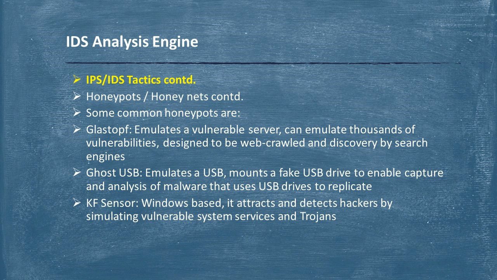Another is Ghost USB, which emulates a USB and mounts a fake USB drive to enable capture and analysis of malware that uses USB drives to replicate. This is again another sandbox to cheat and collect information about the attacker's malware. KFSensor is Windows based. It attracts and detects hackers by simulating vulnerable system services and trojans. All these three are different types of honeypots.